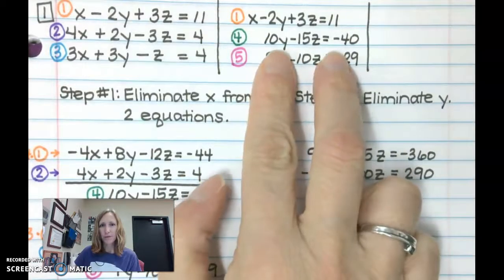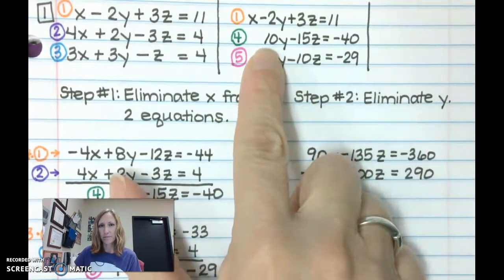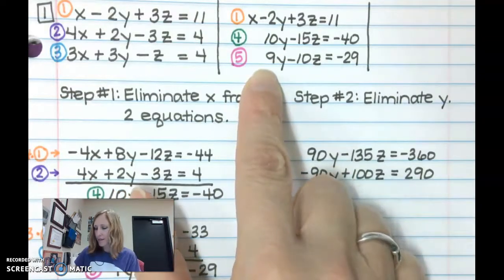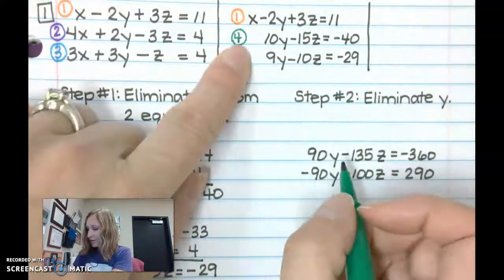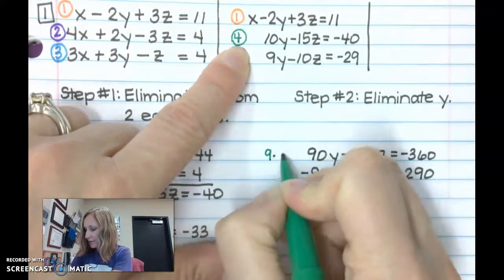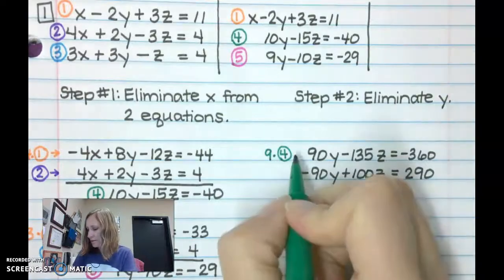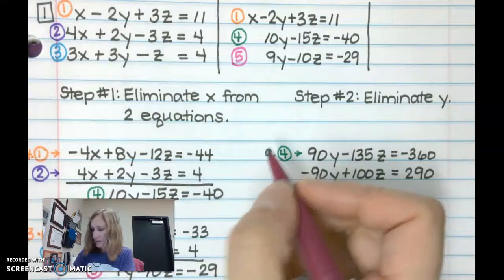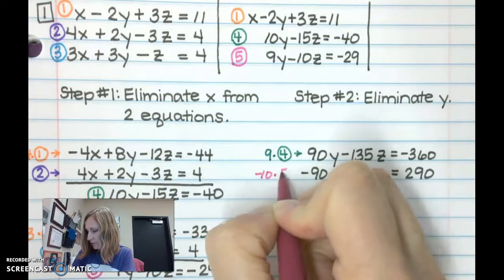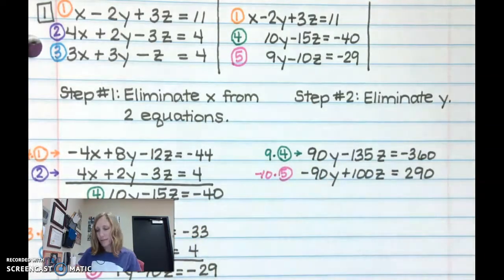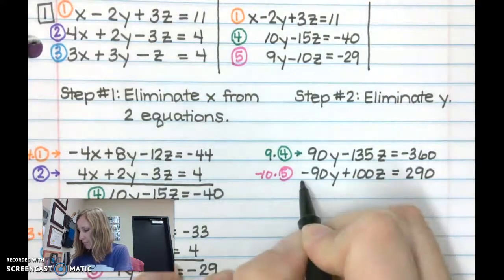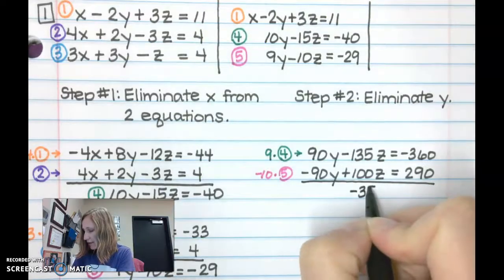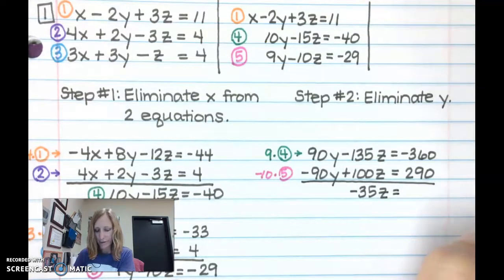So to eliminate the y using equations 4 and 5, my goal needs to be the same coefficient here but with opposite signs. So I'm going to try to get this to 90y and negative 90y. So if I take equation 4 and I multiply it times 9, so take 9 times equation number 4, that would give me this new equation. And then I'll take equation 5 times negative 10. So negative 10 times equation number 5 gives me this. Now I'm ready to combine them, and that will eliminate the y's and leave the equation now with only z's. So I end up with negative 35z is equal to negative 70.